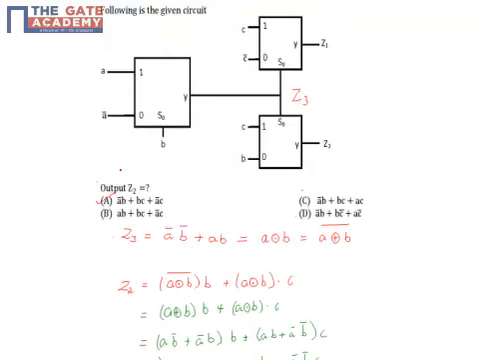Whenever we are given such a question, it is better to solve it step by step, and using the basic laws and properties of Boolean algebra, we can find the final answer, which in our case is option A, that is A bar B plus BC plus A bar C.